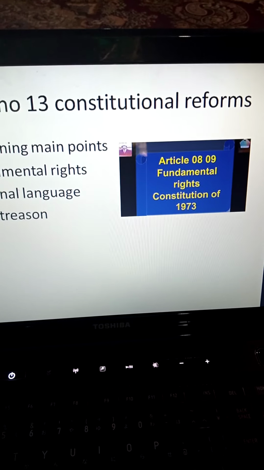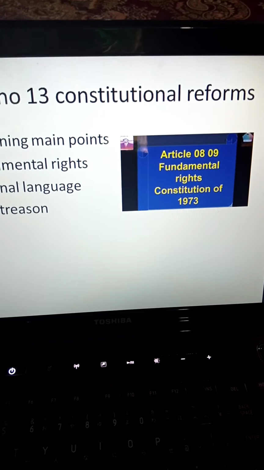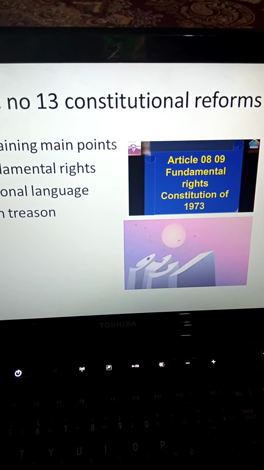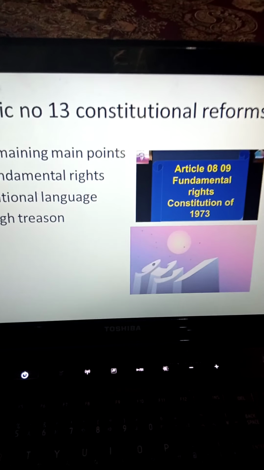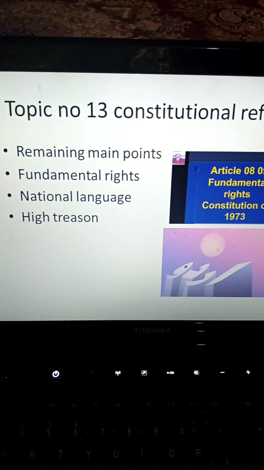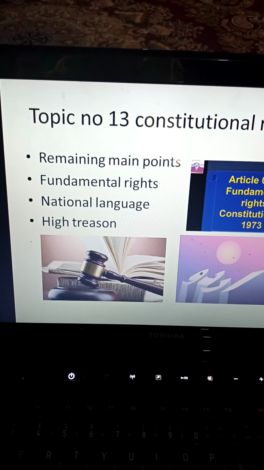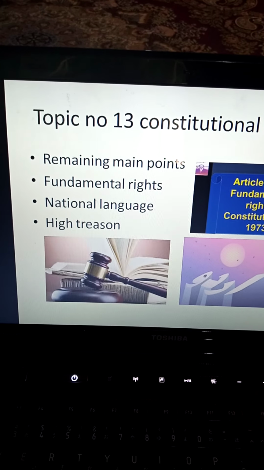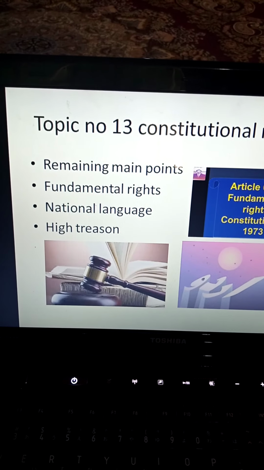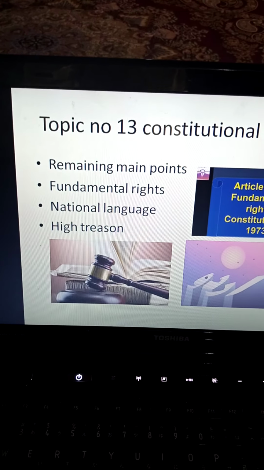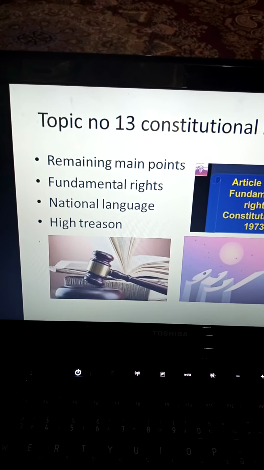So the fundamental rights or the basic rights come under articles 8 and 9 of the constitution of 1973. Then Urdu was decided to be the official language after the next 15 years. And again for high treason, the picture shows that any person who disobeys the constitution by unconstitutional means will be held guilty and will be punished.